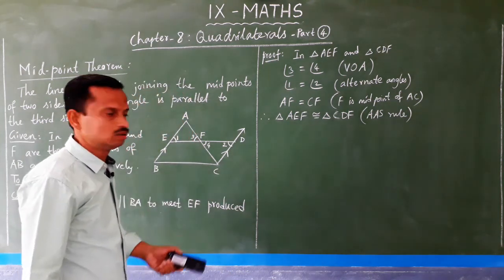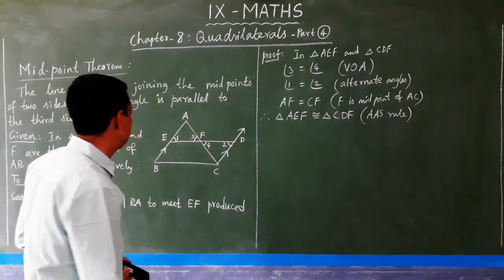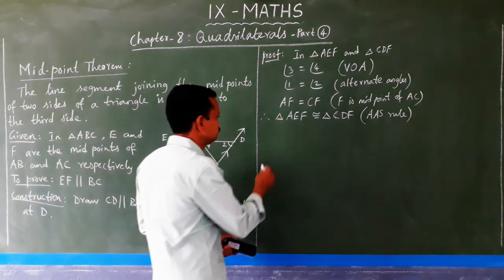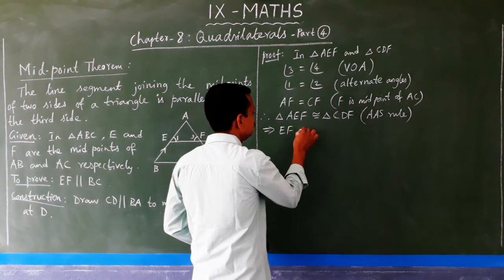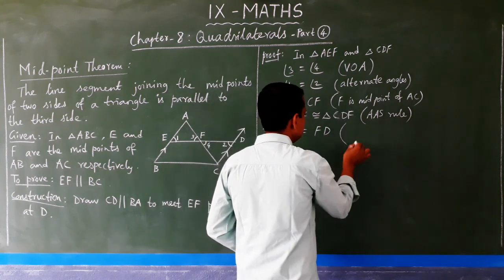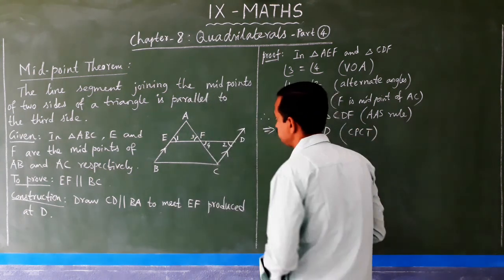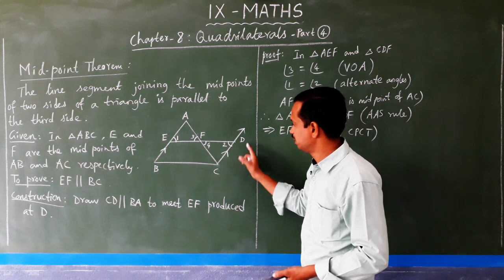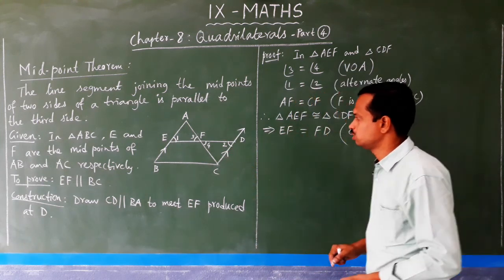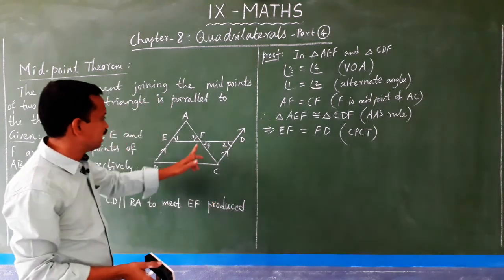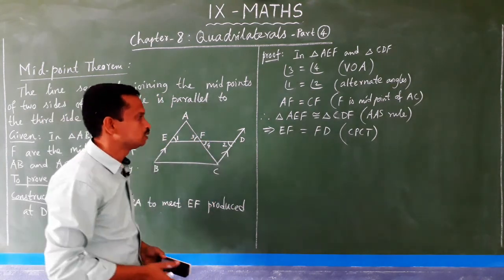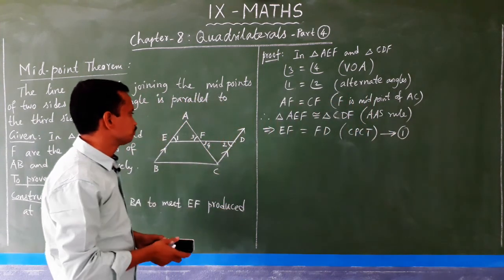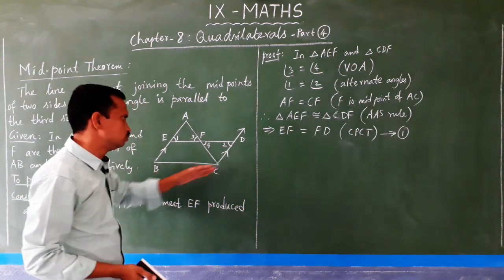Why are we proving that these two triangles are congruent? Then only we can say EF and FD are equal. This implies EF equals FD, the reason being CPCT, because EF is a side of triangle AEF and FD is a side of triangle CDF. So this means F is the midpoint of ED. Clear? Name this as equation number 1, which will be useful in the next step.